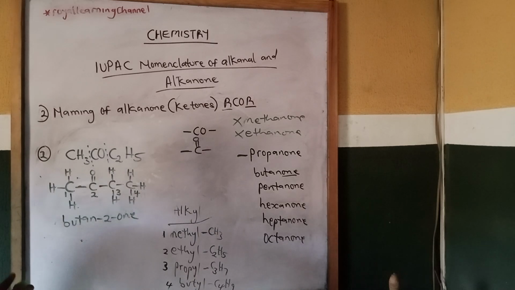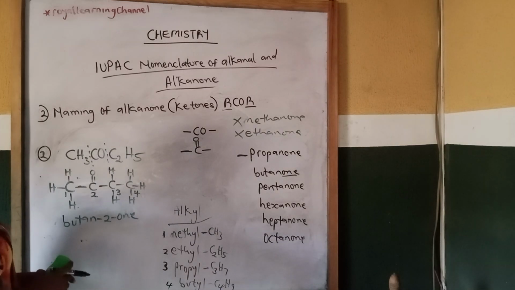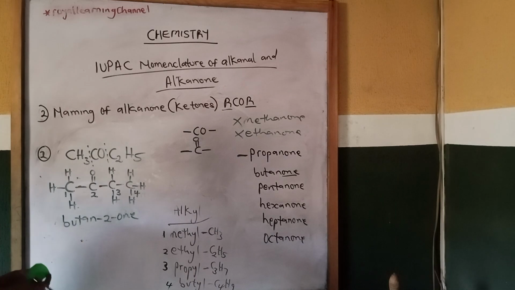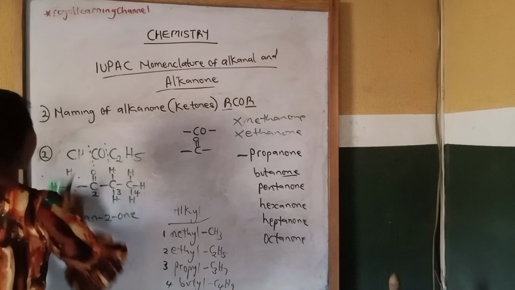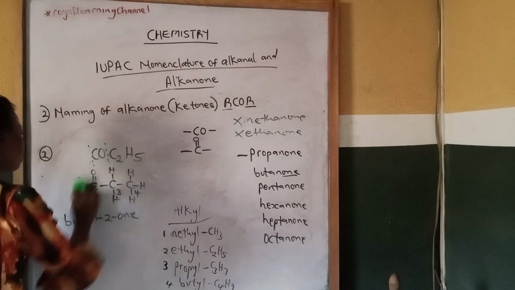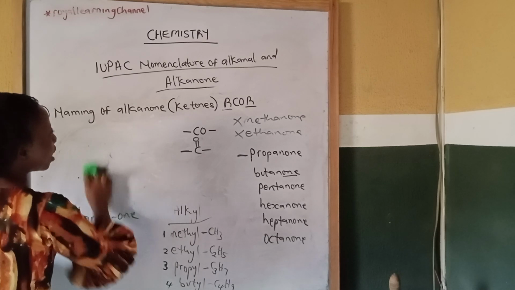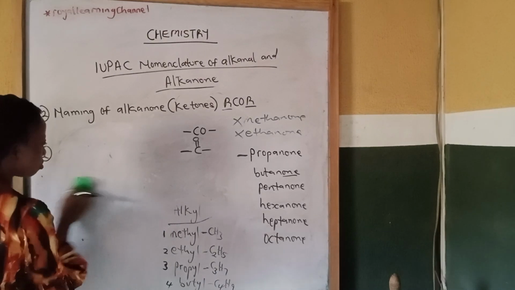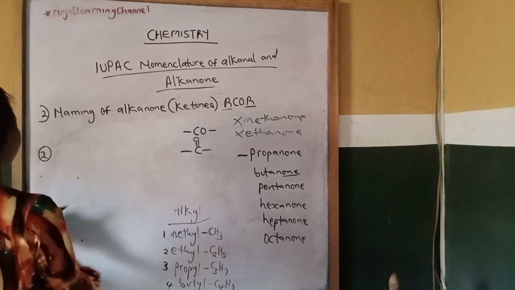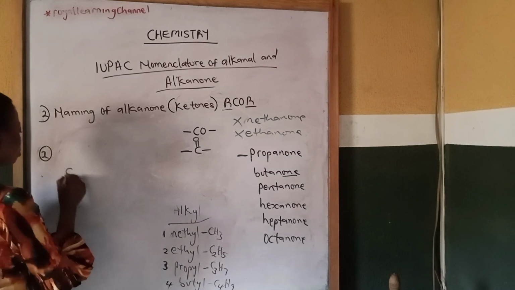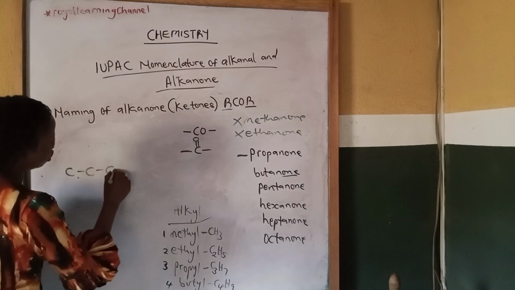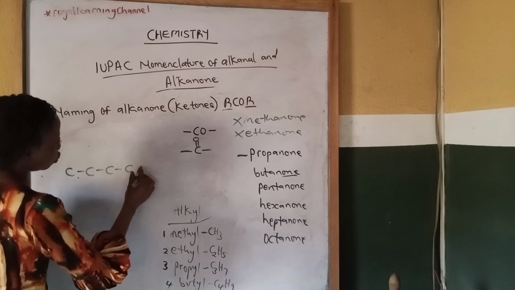Butan-2-one. So let's look at another structure of alkanone with a substituent.